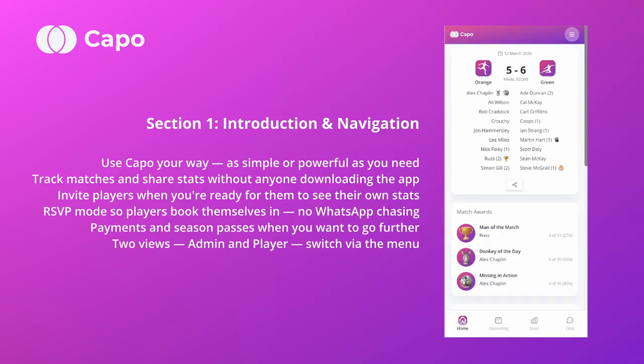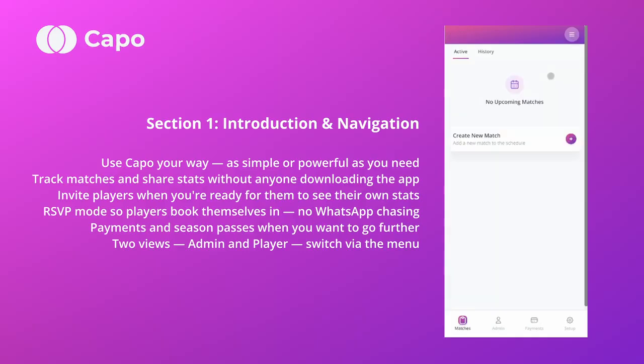To start with basic navigation, there are two views in the app. There's the admin view and the player view. You might just be the admin, but most admins play as well, so you can switch between the views using the hamburger menu at the top of the screen. There's also a help center with articles, as well as a Discord community link where you can post any bug reports or feature requests.